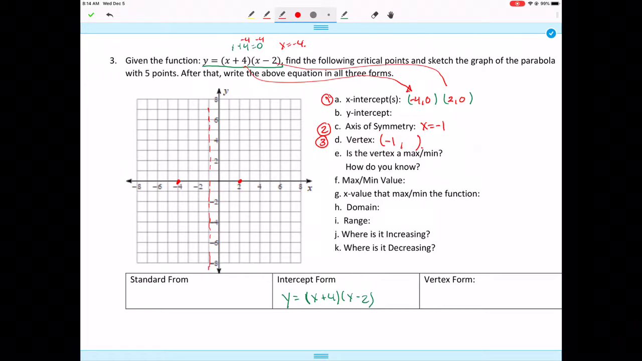And just remember, if we have an x and we want to find the y that corresponds to it, we will plug that into our original equation. So y equals -1 plus 4 and -1 minus 2, which is 3 times -3, that is -9. Okay, so the graph would be like right here on the graph. All right, and then after that, you will do your growth pattern. Once you have the vertex, you always do the growth pattern.